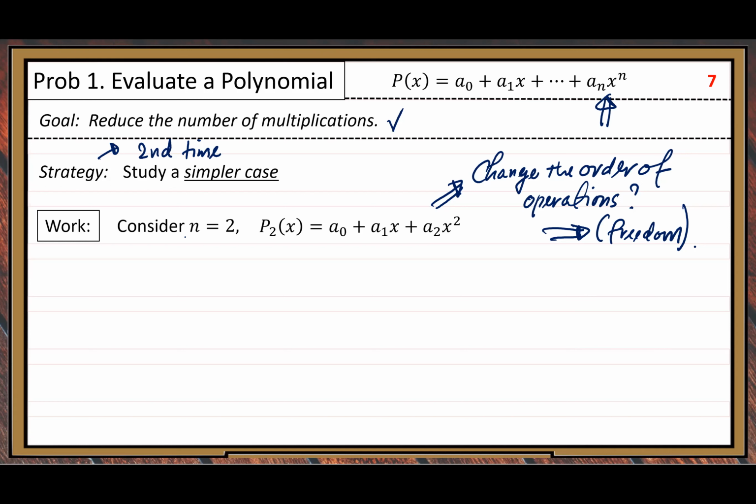The simpler case, we look at the smallest problem size, n equals 2. We do not choose n equals 1 because although n equals 1 is simpler, it's not quite meaningful, right? We cannot see the main property when n equals 1. For that reason, we have to choose the smallest meaningful size.